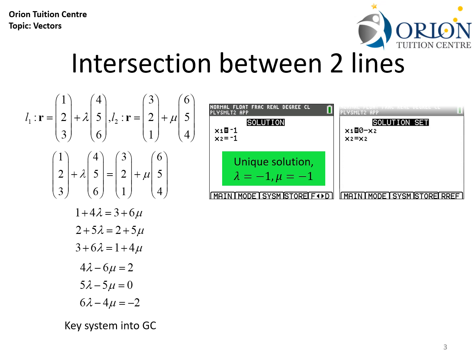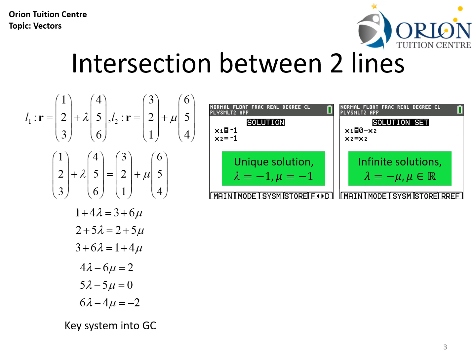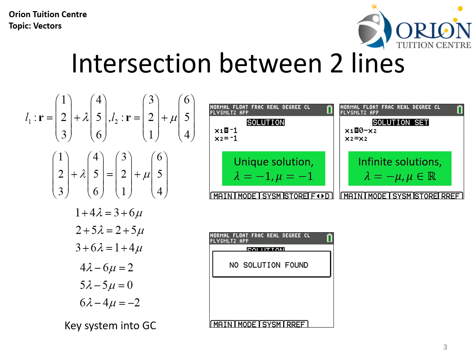Next, we may get a screen like this, where x1 is written in terms of x2 and x2 is equal to x2. This type of output means that there are infinite solutions, since lambda is equal to negative mu and mu can take all real values. And thus, these two lines are essentially the same line. Finally, we can also get a screen that says no solutions. This simply means that the two lines have no intersections at all.